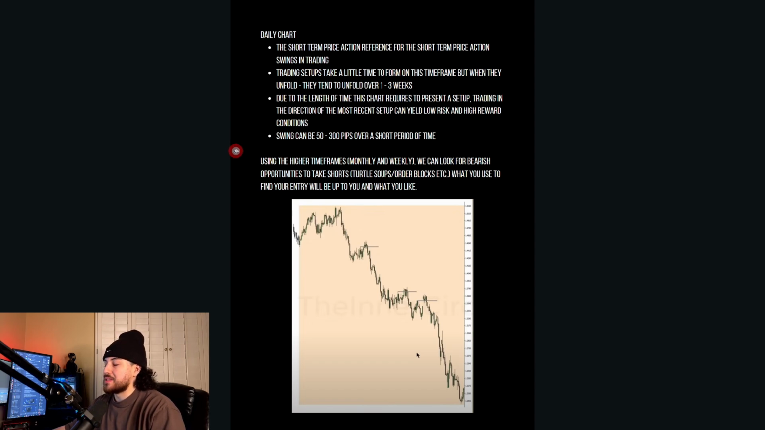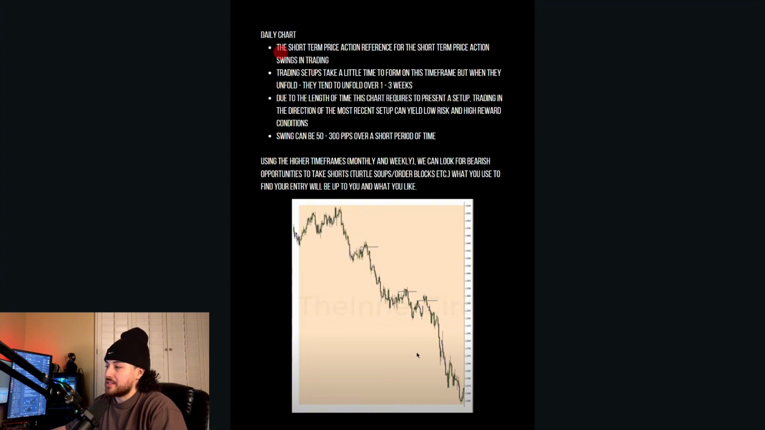Using the higher time frames, monthly and weekly, we can look for bearish opportunities to take shorts, turtle soups, order blocks, etc. What you use to find your entry will be up to you and what you like. So same exact thing. We're just going down to a lower time frame, utilizing the daily time frame to find these shorting opportunities. We're utilizing the fact that the weekly and the monthly are bearish, and so we can look for these shorting opportunities on the daily time frame.